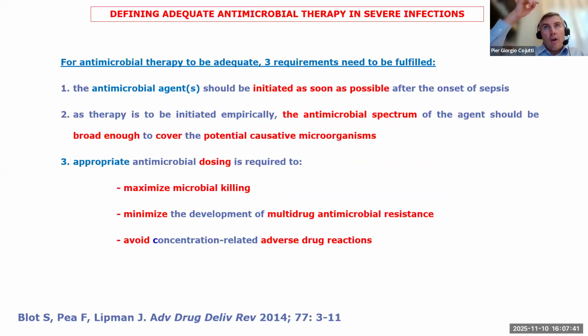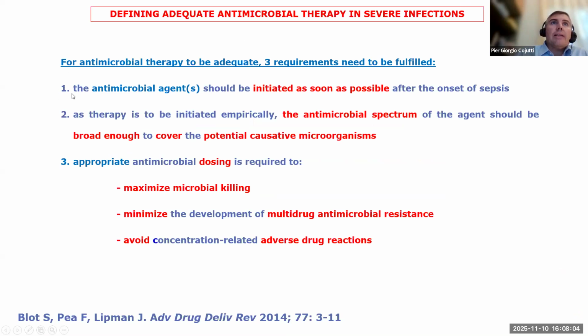So starting from the first topic, optimizing the use of beta-lactams. How can we define when an antimicrobial therapy is adequate in patients with severe infections, so in critically ill patients, but also in hematological patients that in some way may be considered similar to critically ill patients?